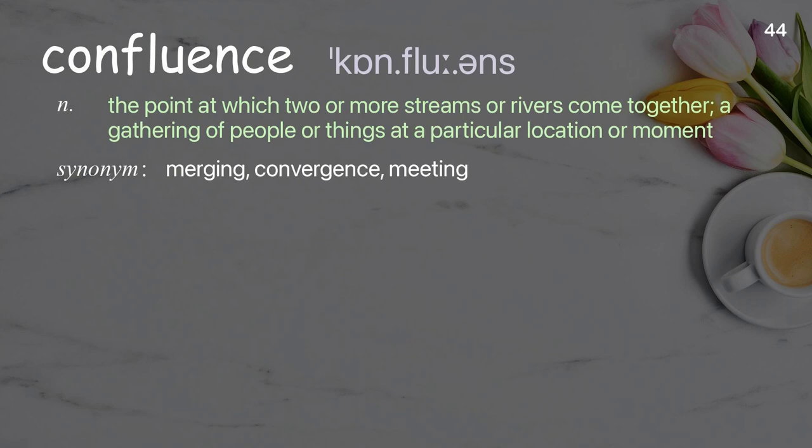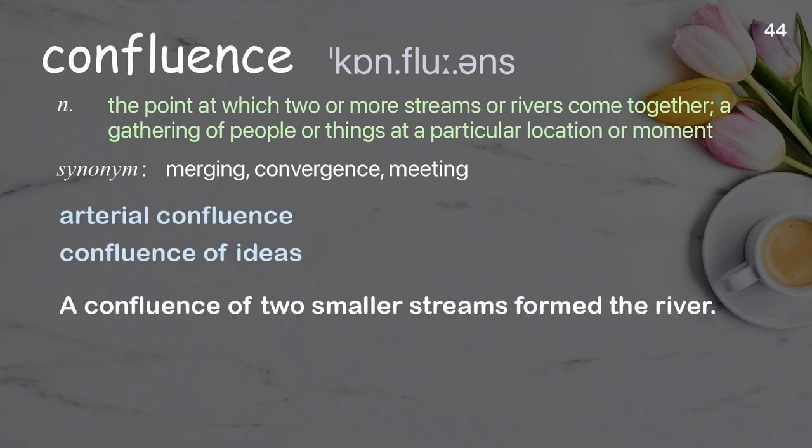Confluence: the point at which two or more streams or rivers come together, a gathering of people or things at a particular location or moment. Examples: arterial confluence, confluence of ideas. A confluence of two smaller streams formed the river.